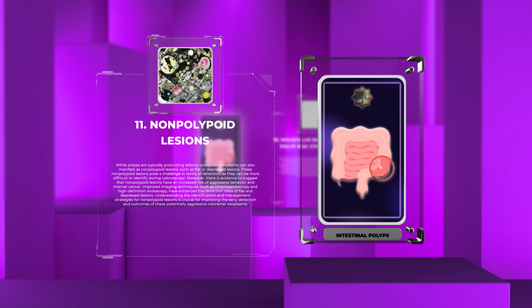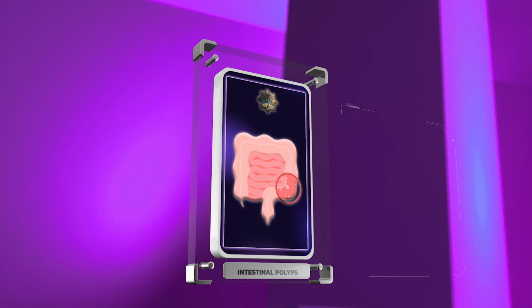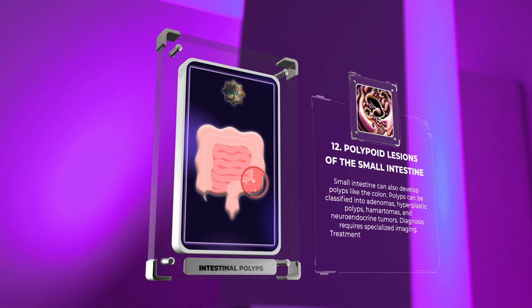Improved imaging techniques, such as chromoendoscopy and high-definition endoscopy, have enhanced the detection rates of flat and depressed lesions. Understanding the identification and management strategies for nonpolypoid lesions is crucial for improving the early detection and outcomes of these potentially aggressive colorectal neoplasms. The small intestine can also develop polyps like the colon.